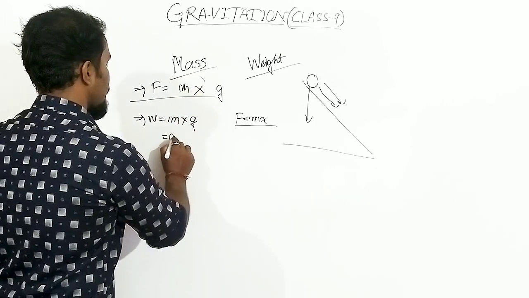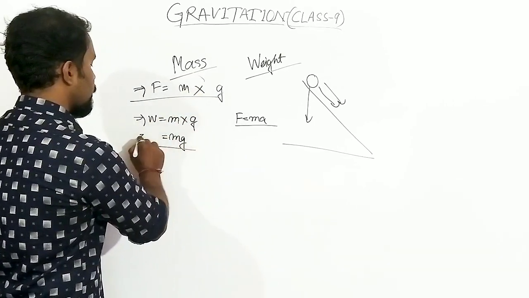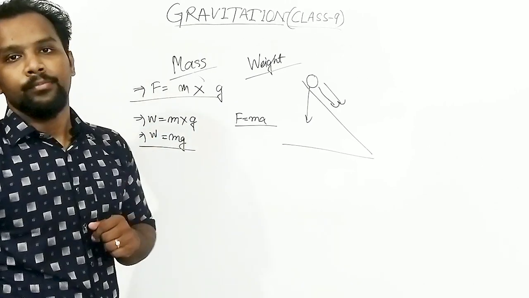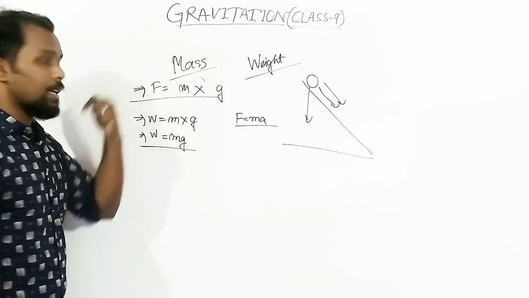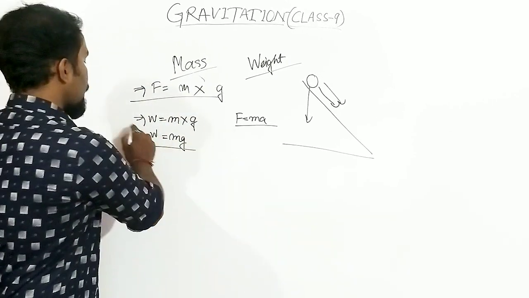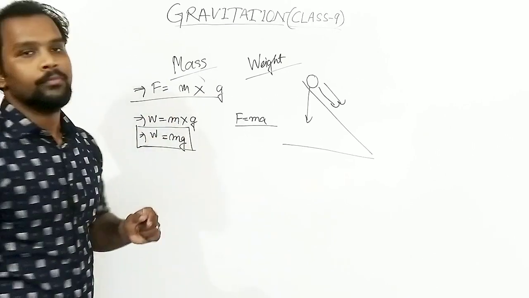So we can say that the weight of the body is nothing but mass into acceleration, simply mg. W is for weight, which is also known as what? mg. Mass is the inbuilt property, g is going to change. So as a whole, we are going to get the weight.